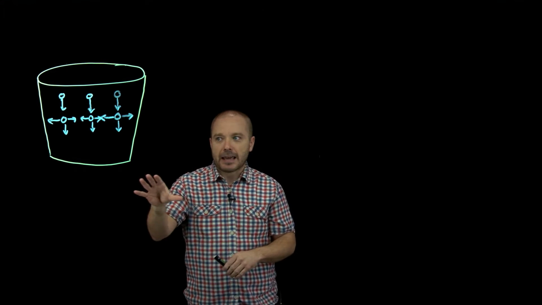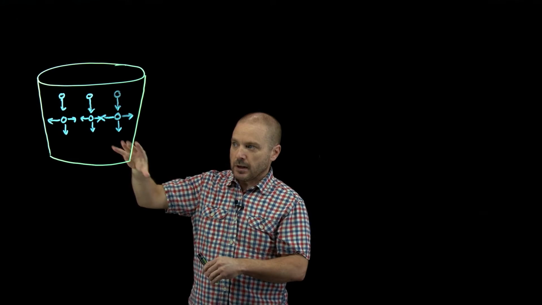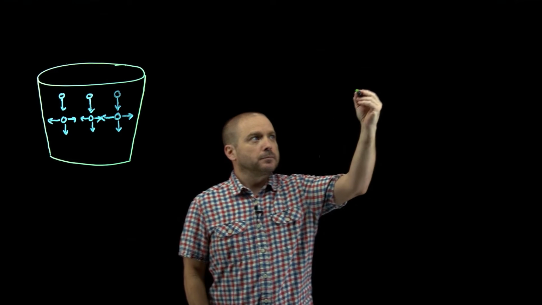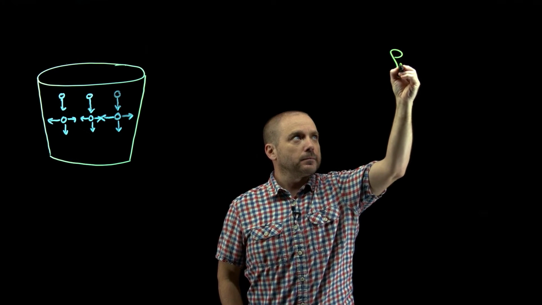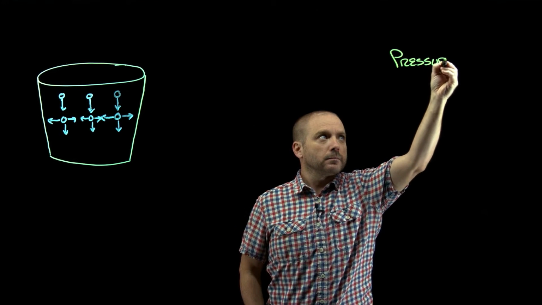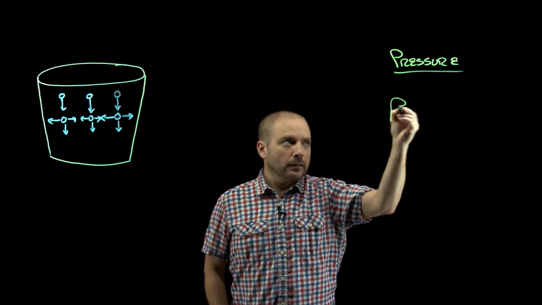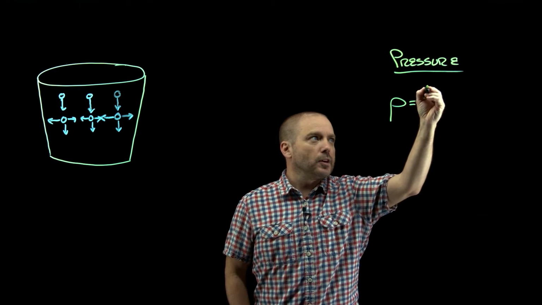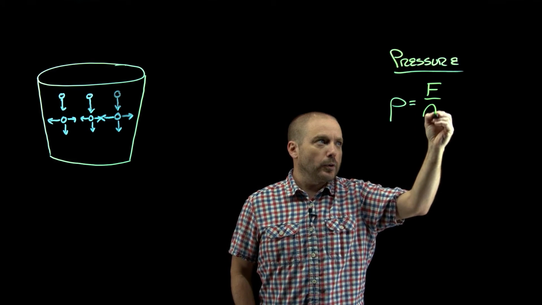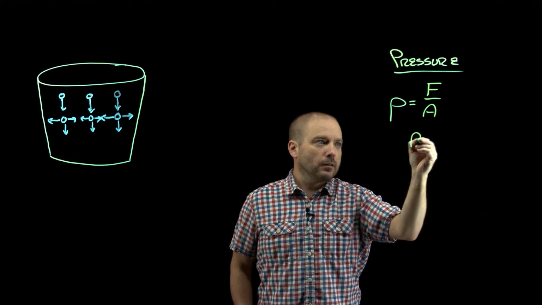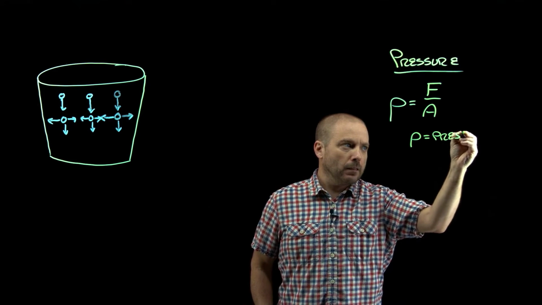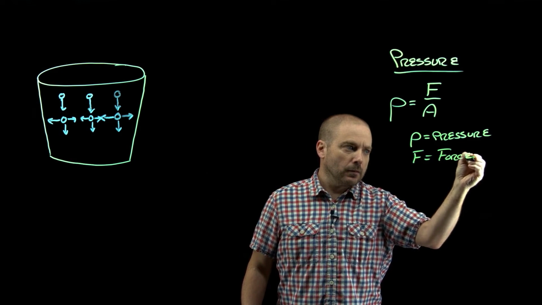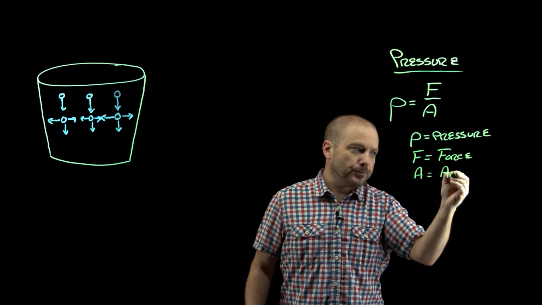So before we get into that, let's talk a little bit about fluid force and pressure in general. First of all, some terminology for pressure, which I'll use rho for. Pressure is just force per area. So that rho there is pressure, F is force, and A is area.